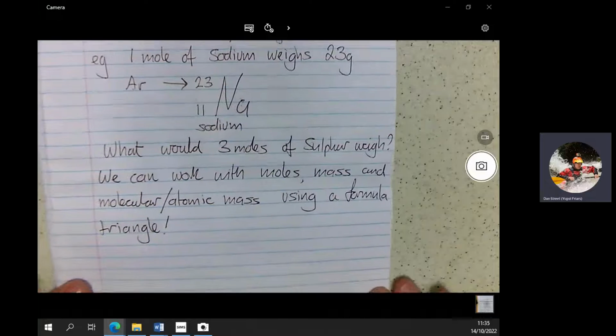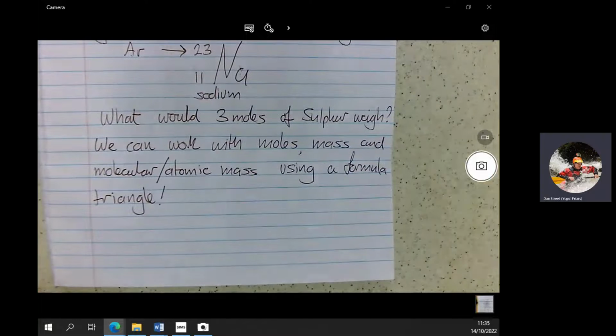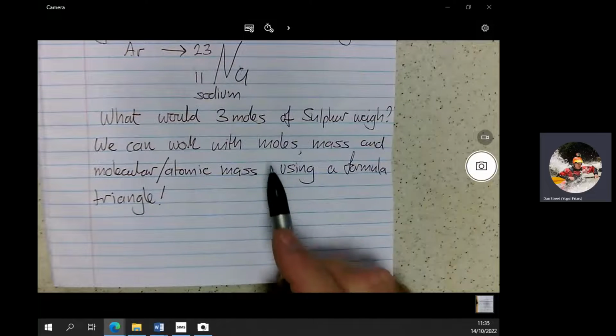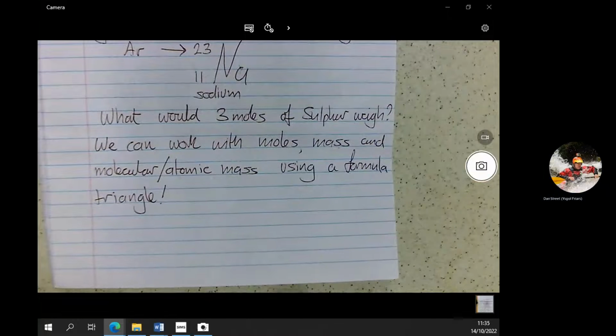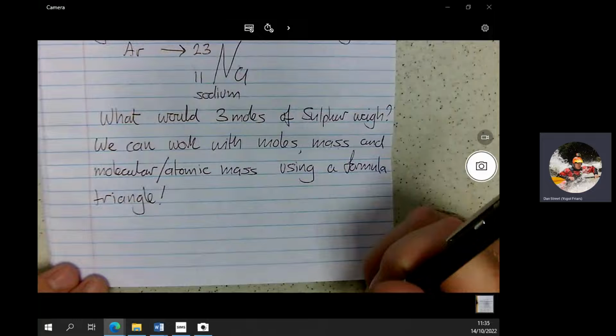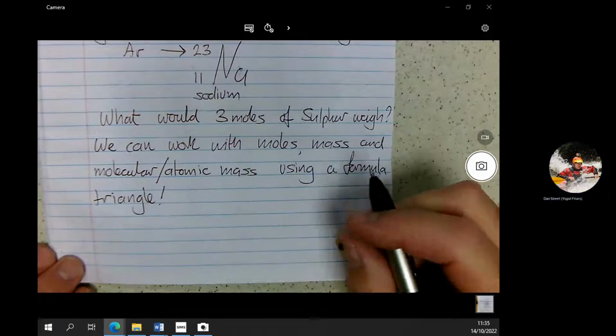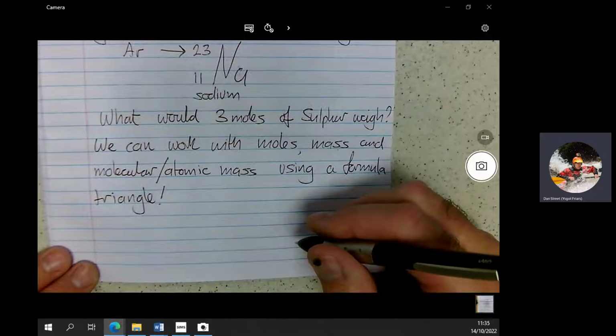Formula triangle. Are we familiar with what I mean by that? In your exam, which unfortunately is what we need to worry about today, you might be given two of these three values, a mole's mass or a molecular or atomic mass, and asked to calculate the third. For that, we do need a formula triangle. Are we all familiar with formula triangles?